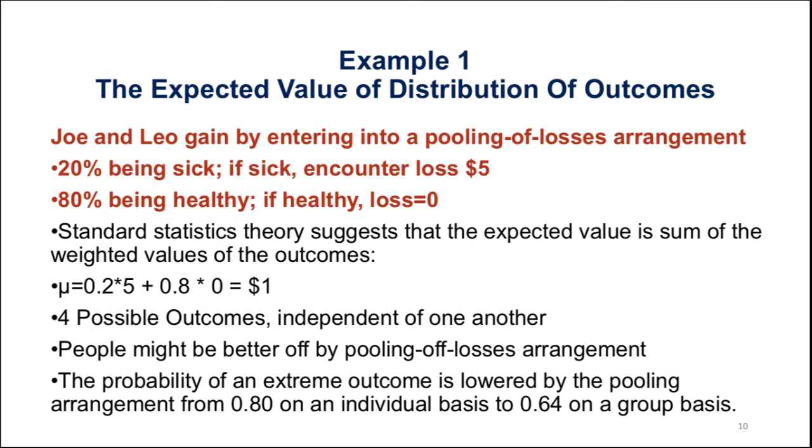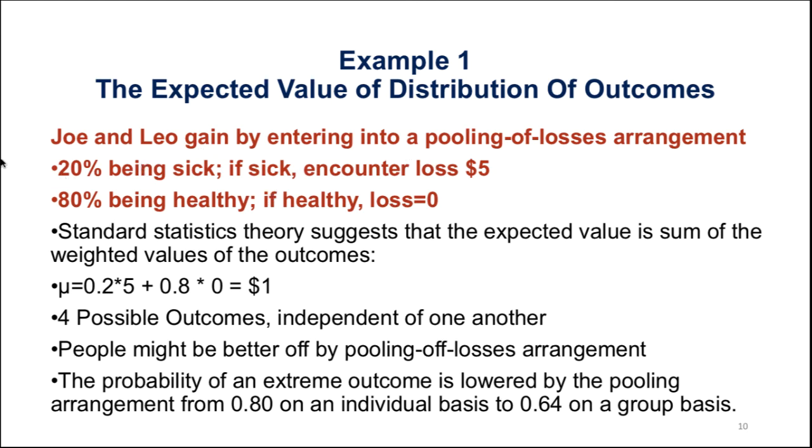Example 1 shows the expected value of distribution of outcomes. Suppose that there are two people, Joe and Liu, who gain by entering into the pooling of losses arrangement. It doesn't matter if there are two people, or 100 or 1,000 or more, to the outcomes of this numerical example.